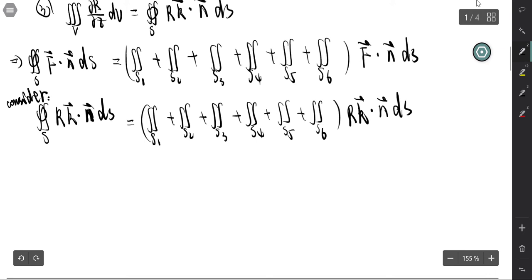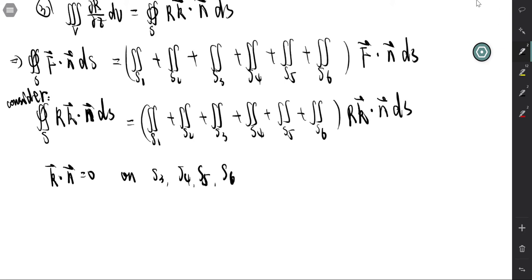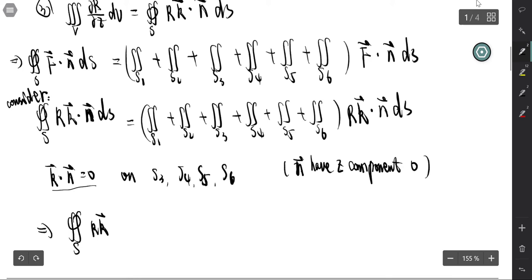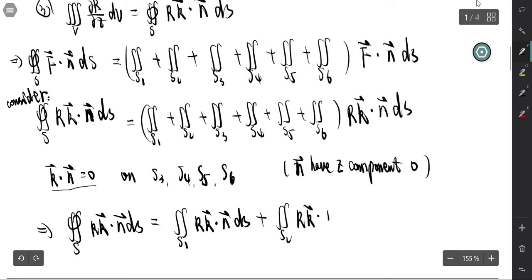But K dot N equals 0 on S3, S4, S5, S6 because they are vertical surfaces. Vertical surfaces have a Z component equal to 0, so the dot product is 0. So the integral of R K dot N dS on S is the integral on S1 of R K dot N dS plus the integral on S2 of R K dot N dS.